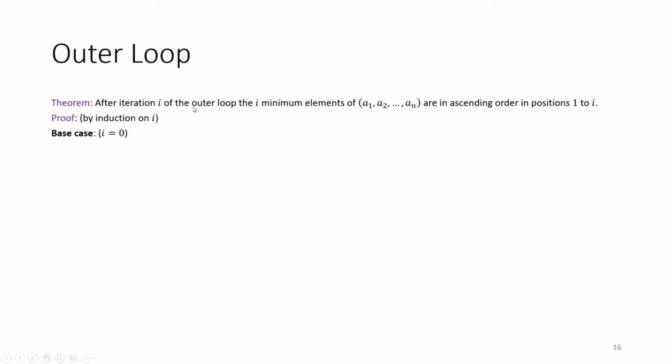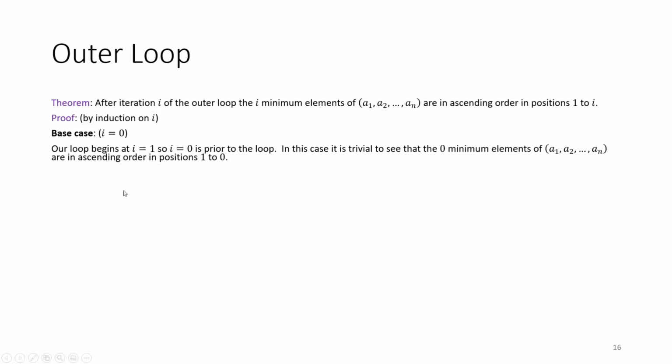After iteration 0 of the outer loop, these 0 minimum elements are in ascending order. Because the statement happens to be about the 0 minimum elements, there are none. This creates another case where this would be vacuously true, meaning there's nothing we need to prove. If we need to prove something about nothing, then there's nothing to prove. So I equals 0 is prior to the loop. In this case, it's trivial to see that the 0 minimum elements are in ascending order in these non-existing positions. It's just a trivial or vacuous state.